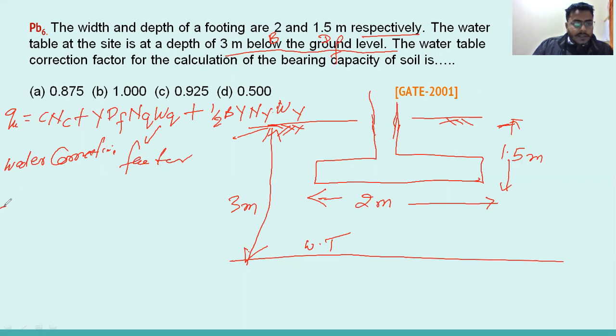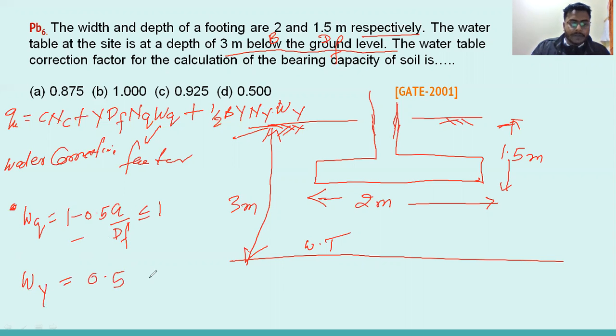So you can write Wq is equal to 1 minus 0.5 a divided by Df. It should not be greater than 1, so it should be less than or equal to 1. And there is a correction factor W gamma, that is 0.5 plus 0.5 b divided by B.